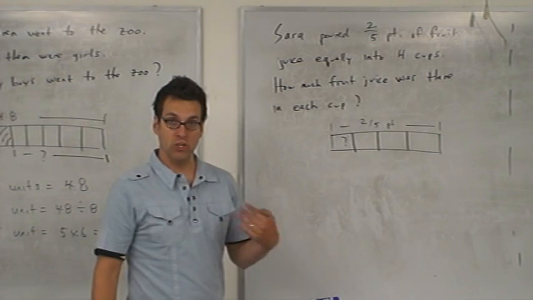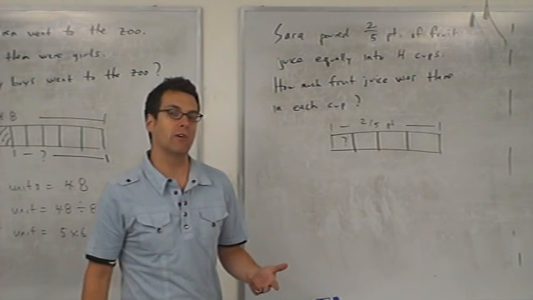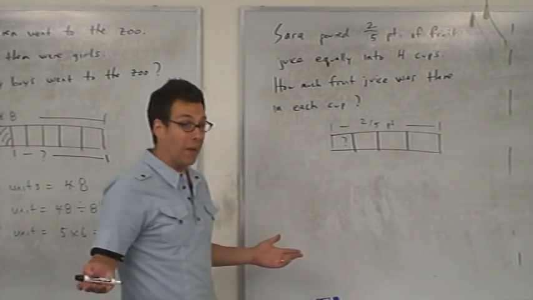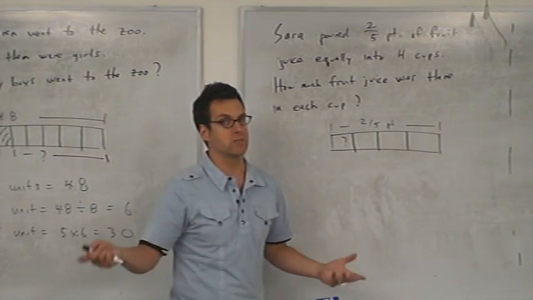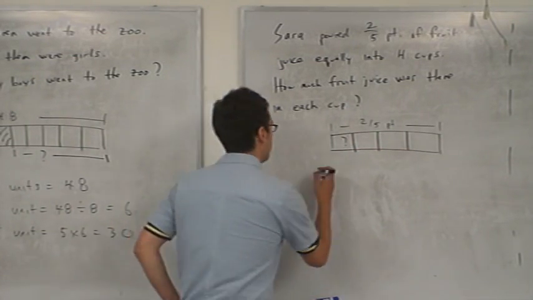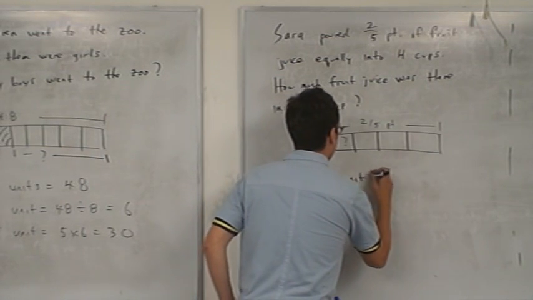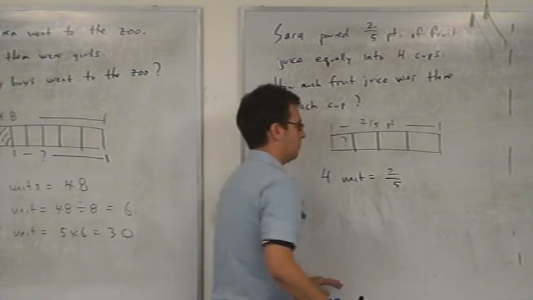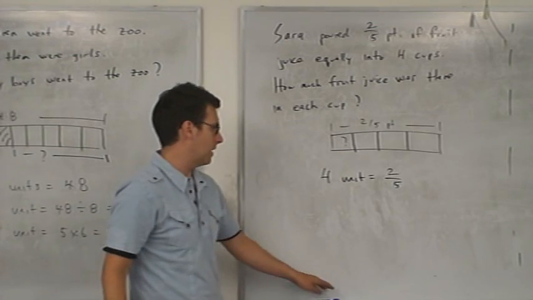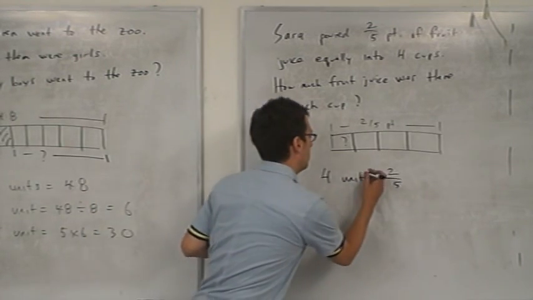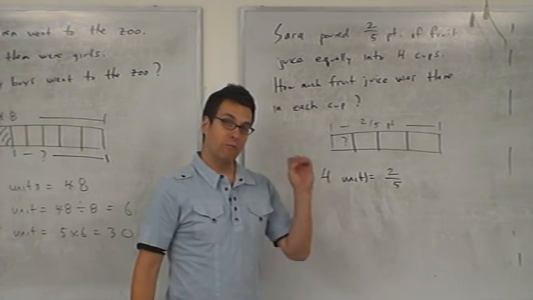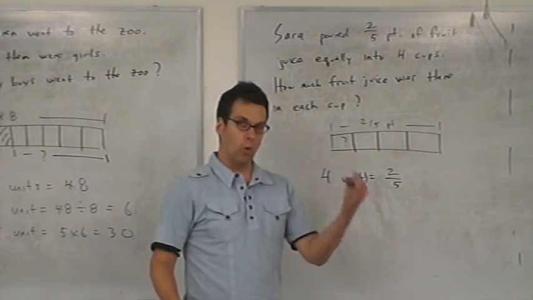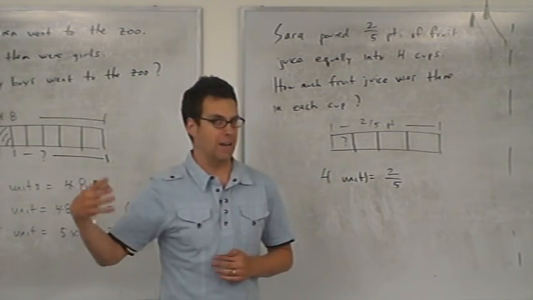Again, at this stage, we do want to interpret the diagram in the form of a unit sentence. Quite clear, again, in this case, that 1, 2, 3, 4 units is the total. 4 units is also equivalent to 2/5 of a pint. So 4 units equals 2/5. If you want to write 2/5 of a pint there, that's fine. Oops, plural. Again, our knowledge of partitive division tells us that if 4 units is equal to 2/5, then 1 unit is going to be 2/5 divided by 4.